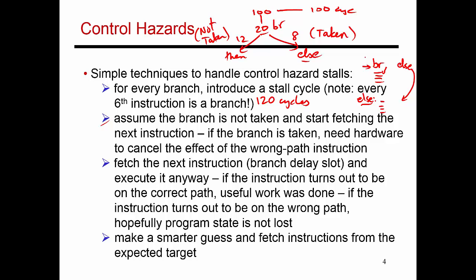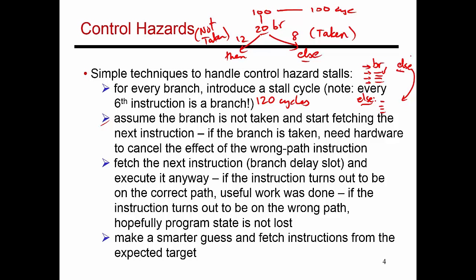In the meantime, I just do my default operation, which is to increment PC by 4 and start fetching the next instruction. So I start fetching these instructions from the then part. At the end of cycle 2, I figure out that this is actually jumping to the else part. So in cycle 3, I start fetching the correct instruction, and I end up squashing whatever instruction I fetched in the second cycle.